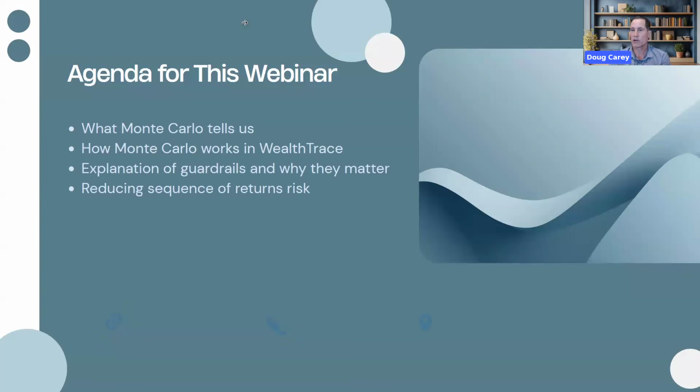I'll talk about sequence of returns risk. I want to go through this because it gets talked about a lot more these days, and I want to show how this risk can be reduced by using Monte Carlo guardrails. And then we'll dive into the software. I will show you how to model guardrails in WealthTrace and how to run quick what-if scenarios.